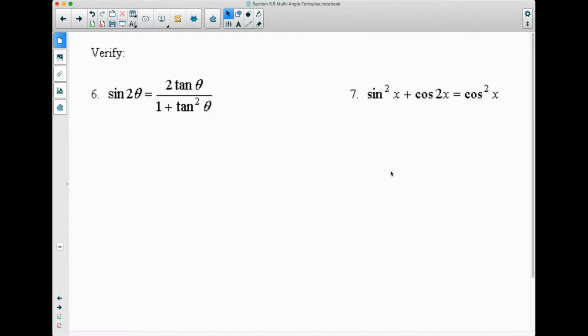So what were our, what's the word I'm looking for? I keep thinking methods of madness, but it was approaches. Okay, there it is. What were our 3 different approaches? Change everything to sine and cosine, then foil or factor.